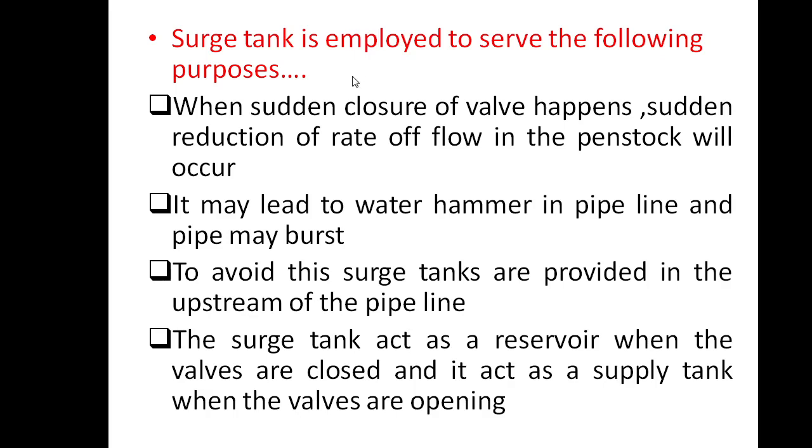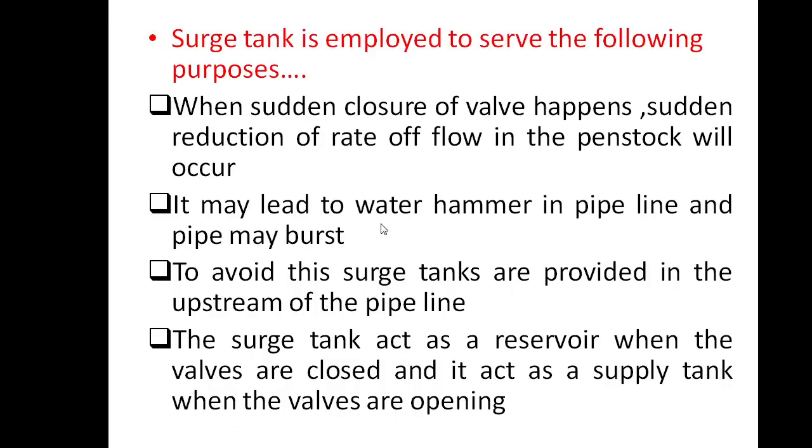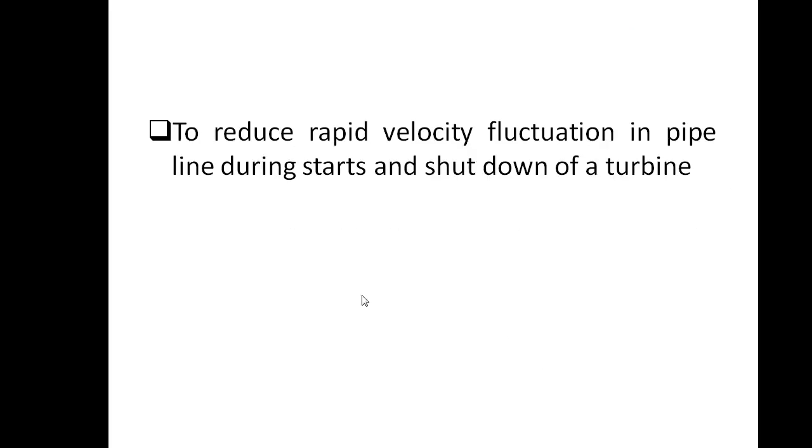That is, we have already discussed, when sudden closure of valve happens, sudden reduction of rate of flow in the penstock will occur. Okay, and it may lead to water hammer in the pipeline, and sometimes the pipe may burst. To avoid this situation, surge tanks are provided in the upstream of the pipeline, and it acts as a reservoir when the valves are closed, and as a supply tank when the valves are opening. And next is to reduce rapid velocity fluctuation in the pipeline during start and shutdown of a turbine. So this is the main purpose for which we are using a surge tank.